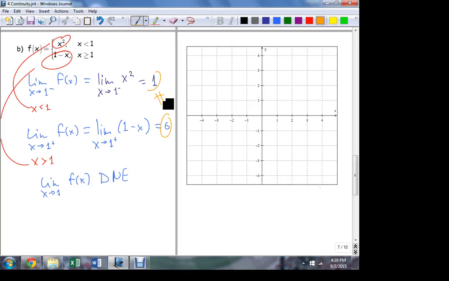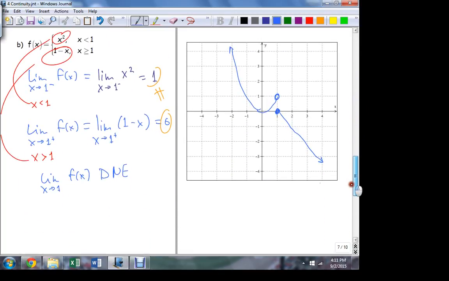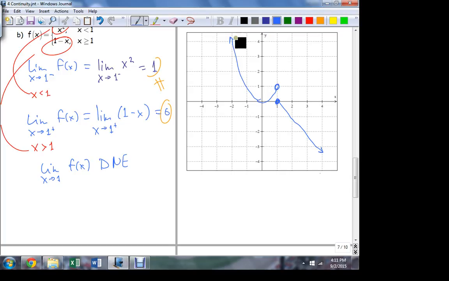In fact, now I can draw a picture of what this looks like. Let's see. So the branch for the square function at 1, starting from the left, I've got the parabola up to here, open circle because that branch doesn't include the endpoint, and then the transition. That's the line that starts here, like so, and goes down in that direction. So, what type of discontinuity is this? Jump.